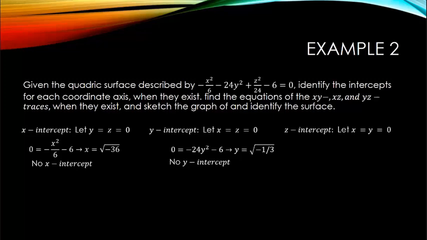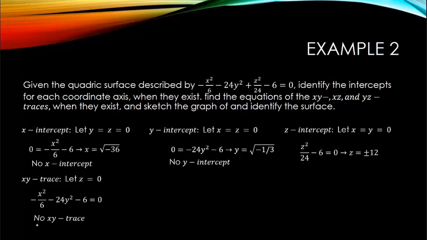The z-intercept is when y and x are 0. This gives me z squared over 24 minus 6 is equal to 0, which tells me that z can be plus or minus 12. The only axis intercepts I have are two z-intercepts, one at negative 12 and one at 12. My xy trace happens when z is 0. I get negative x squared over 6 minus 24y squared minus 6 is 0. This is not in the standard form of an xy trace equation. There is no xy trace.